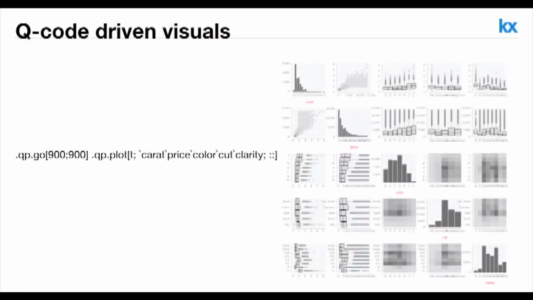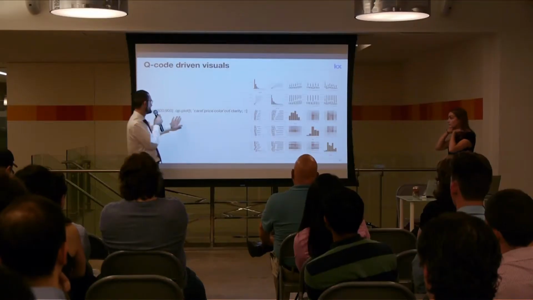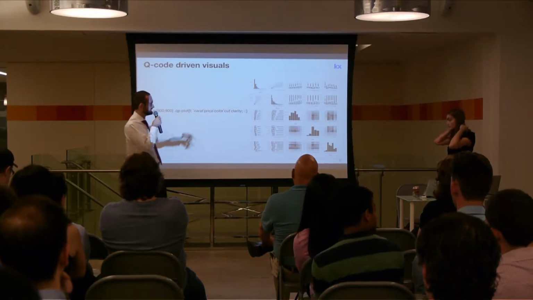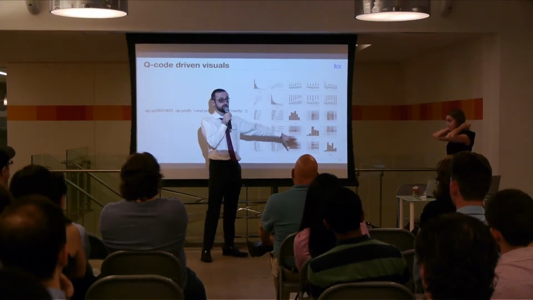Next slide. And then there's also Q code driven visualizations. So here's just a simple example where we've actually got a plot matrix here. So you can see basically that we've taken all of these different facets. This is actually from a diamond data set, and then you can just plot them and you get all of these images at the one time.